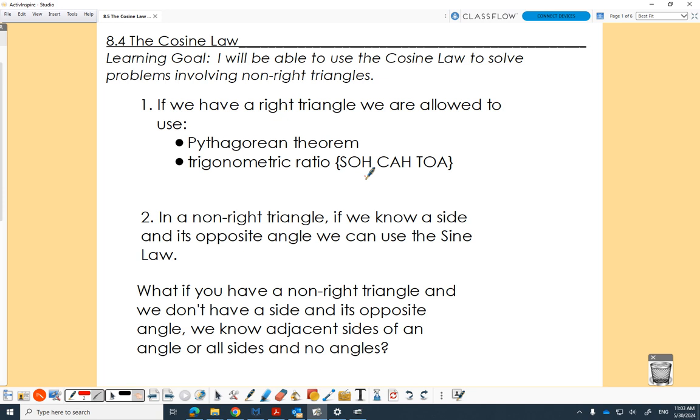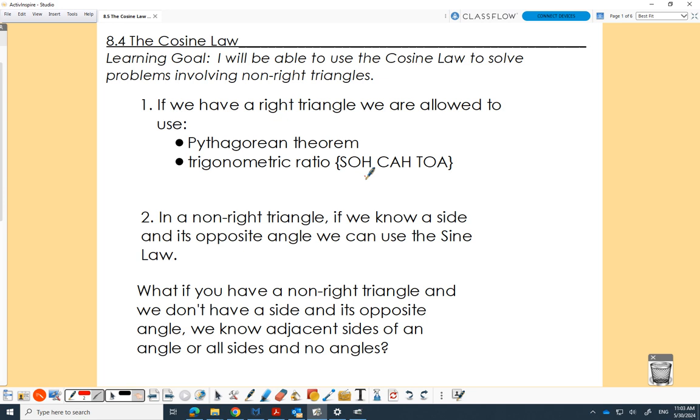Here it is, last week in Mr. Todd's math class. If we have a right angle, we're allowed to use the Pythagorean theorem or trigonometric ratios, SOHCAHTOA. If it's right angled, those things are in. And then the question was, what if it's not right angled? You're like, hold on, chapter not over. Chapter now almost over. Yeah?